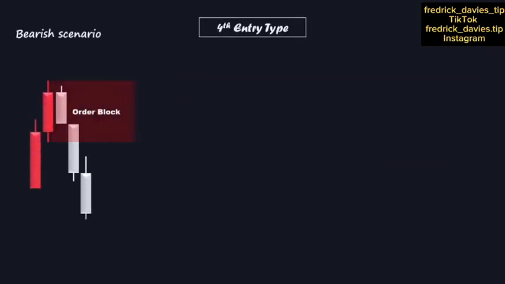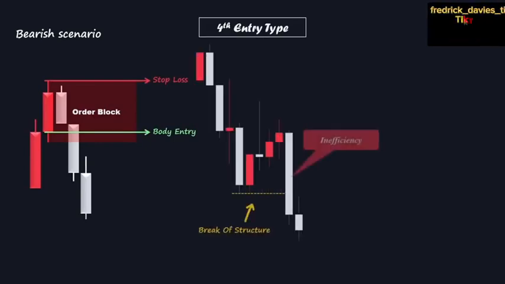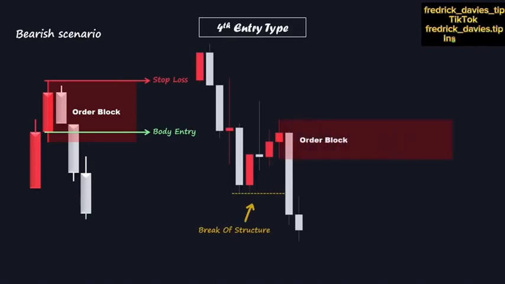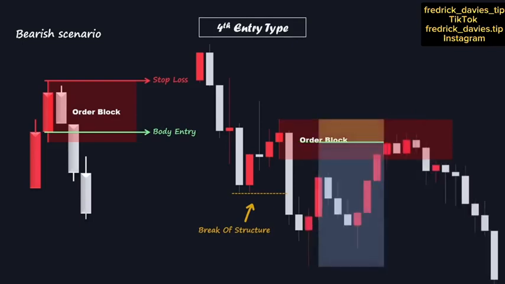The fourth entry type involves placing the entry based on the body of the candle once a valid order block is identified. In sell positions, the stop loss is set to touch the higher wick of the order block. This entry type is undoubtedly riskier because the stop loss is positioned within the order block zone. If the price intends to fully reverse the order block, it may trigger the stop loss. It's important to be aware of the increased risk associated with this entry type and carefully consider its suitability within your trading strategy.